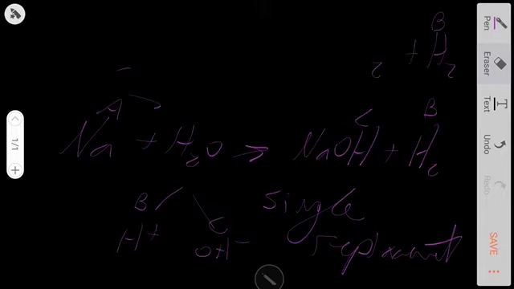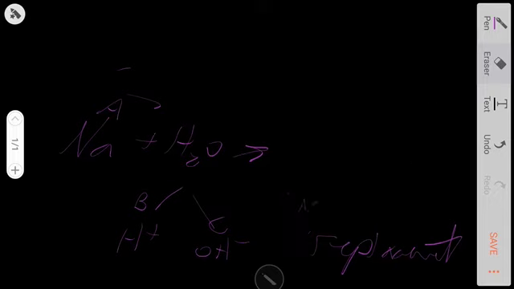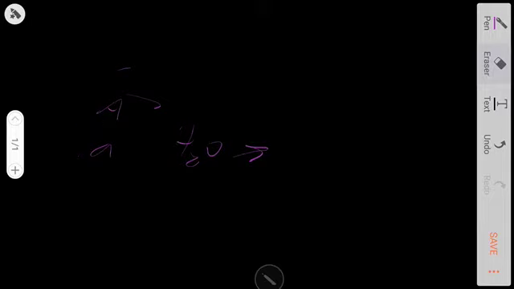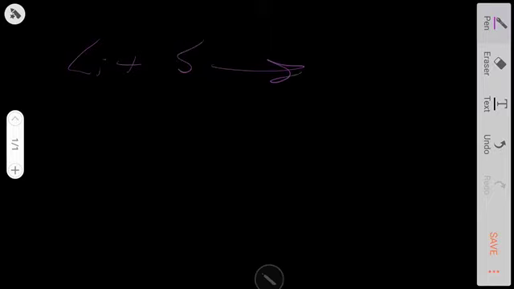Some examples of the others would be as follows, and try your best maybe to identify them on your own. If I were to have lithium plus sulfur giving me Li2S, try to identify that.